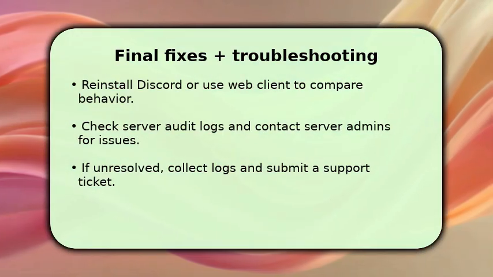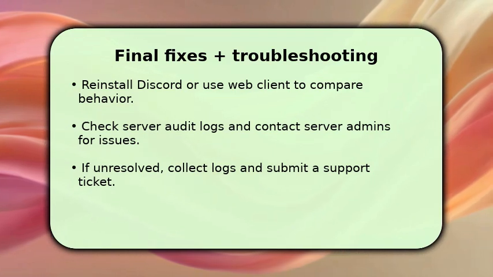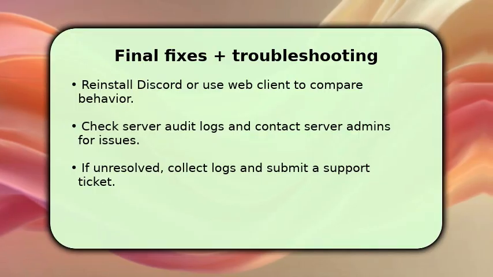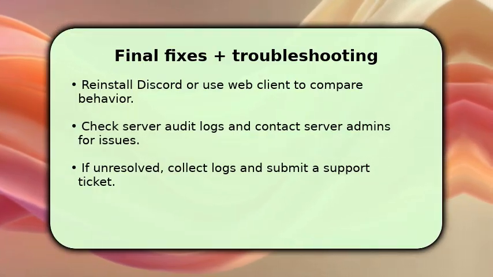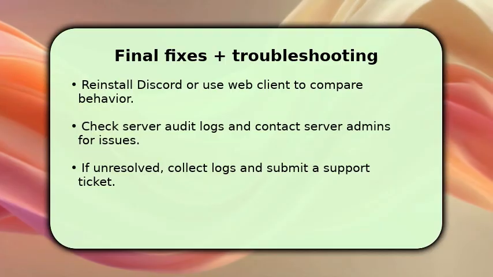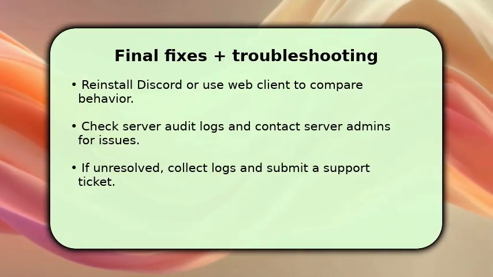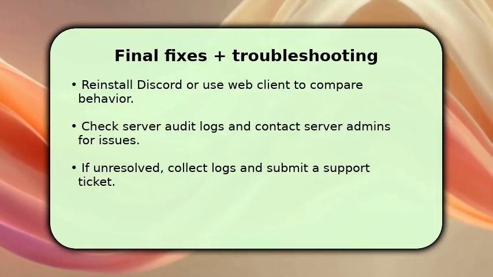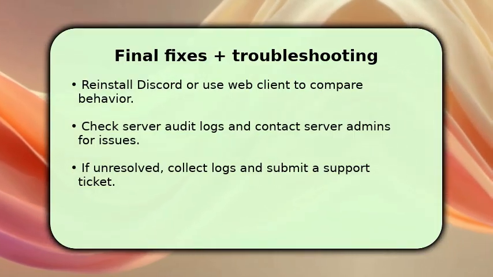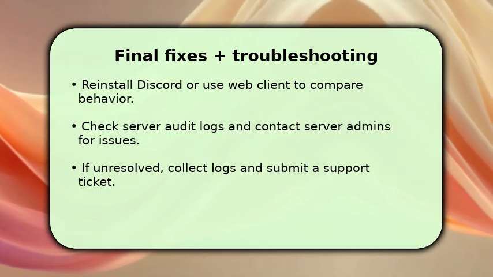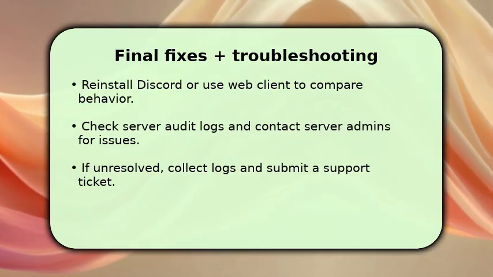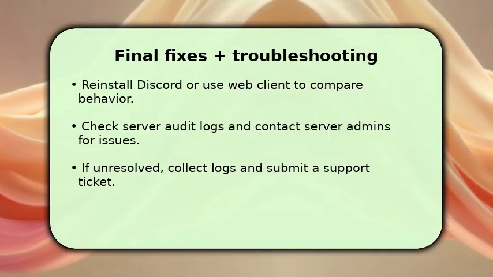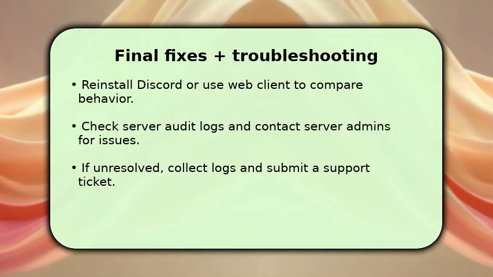To finish, escalate methodically. Uninstall and reinstall the app or open Discord in a web browser to see if messages appear there. That tells you if the client is the problem. Review server audit logs or ask admins to check for message deletions or moderation bots. If messages still don't show, enable debug logging, capture timestamps and affected channels, then submit a support ticket with those logs. One key tip: test with a second account or friend to confirm whether it's account-specific before broad changes.